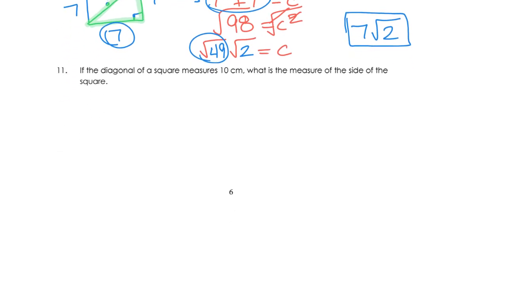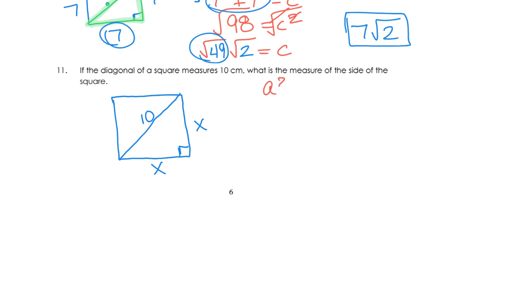Okay, one last one. Number 11, it says if the diagonal of a square measures 10. So this one's a little bit different. They didn't say the side of the square measures 10. They said that the length of the diagonal measures 10. And they want to know what is the measure of the side of the square. It doesn't matter which side of the square you find, because they're all equal. So this one's a little bit backwards, so we can't use the trick as a shortcut for this problem.